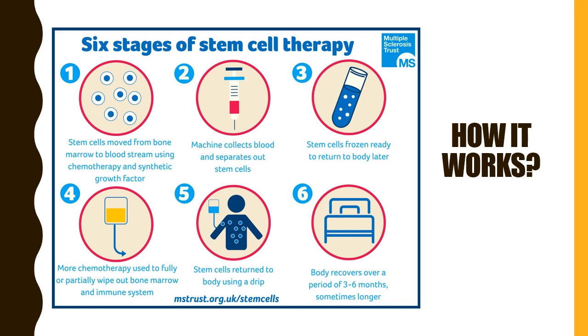Meanwhile, more chemotherapy is used on the individual to partially wipe out the bone marrow and immune system. This is to ensure the body will not reject the stem cells later. Then, to return the stem cells into the body, a drip will be used. Lastly, the body is left to recover for about 3 to 6 months, or sometimes longer.